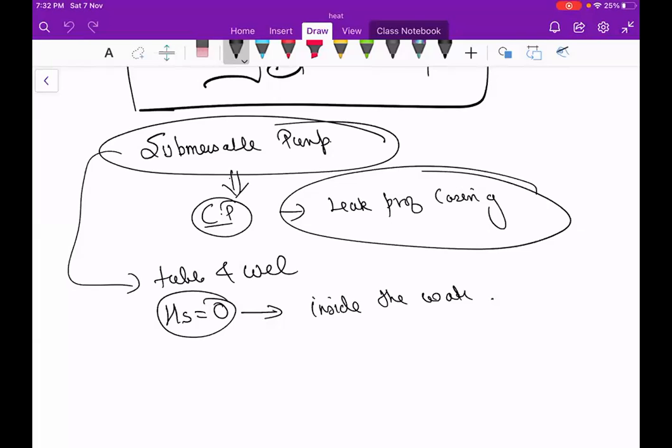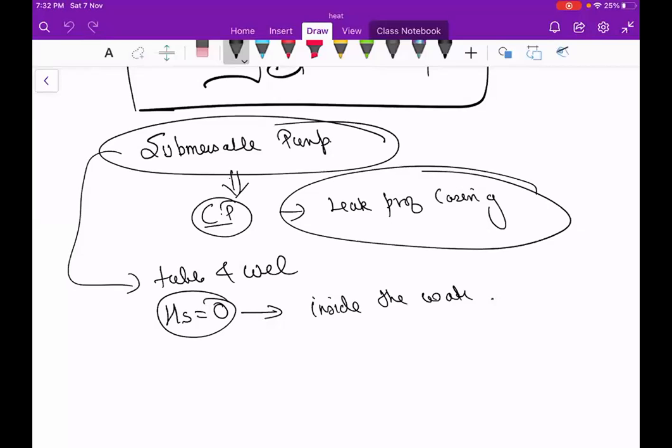It is costlier, no doubt. It is costlier than the jet pump. The reason why it is costlier than the jet pump is that you have to make a leak proof casing. That casing should be leak proof, because you have electrical wires in that, so proper casing should be provided.